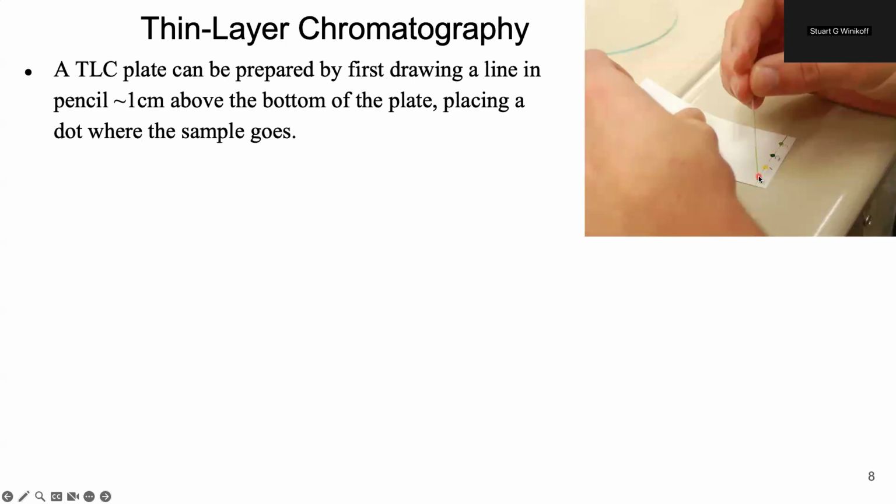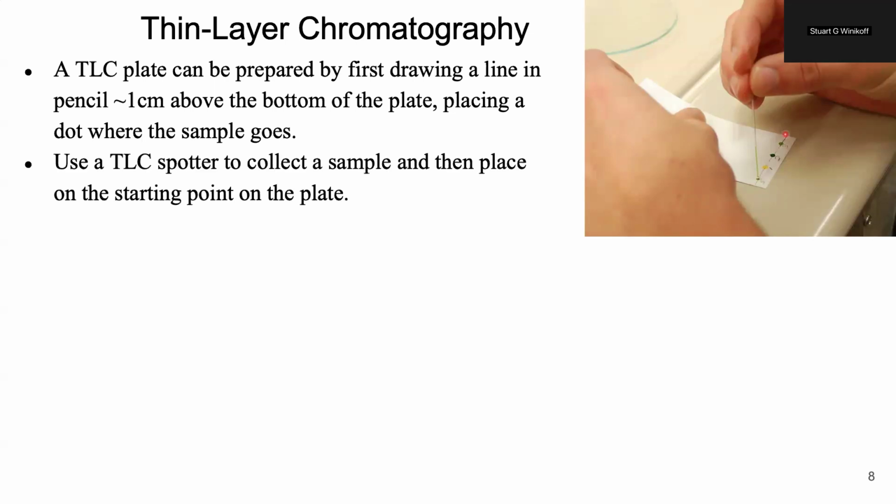And then you're going to place a dot in pencil where each of the samples go. We're going to typically do this with a graphite lead pencil, because graphite is essentially too heavy to be pulled up the TLC plate. Then we're going to go ahead and use a TLC spotter to collect the sample.